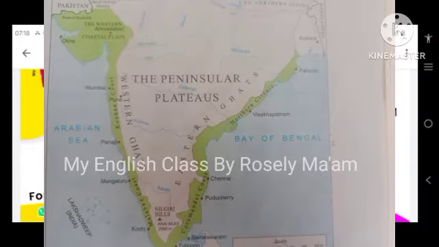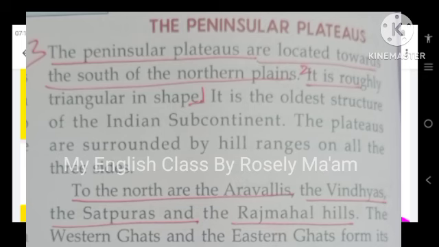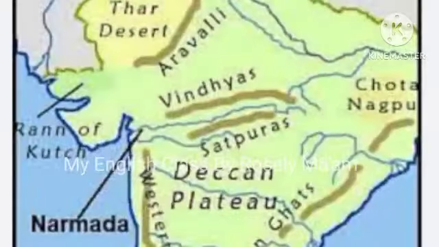Students, now we will study the peninsular plateaus. The peninsular plateaus are located towards the south of the northern plains. It is roughly triangular in shape. To the north are the Aravallis, the Vindhyas, the Satpuras and the Rajmahal hills.